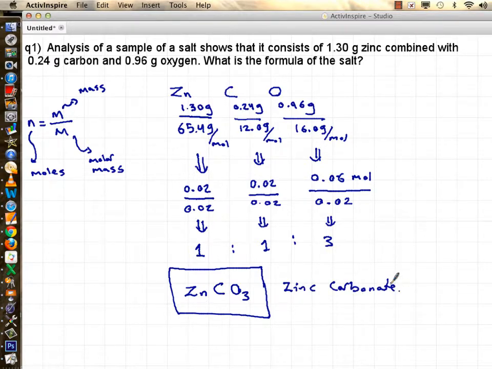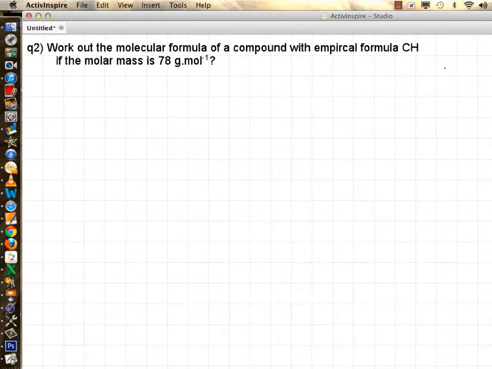Now let's look at another question as a final question for this tutorial. A typical question is: work out the molecular formula this time of a compound that has an empirical formula of carbon and hydrogen and a molar mass of 78 grams per mole. So we are looking for a ratio. I want to see how many times of carbon and hydrogen I have. So I'm looking for a ratio to multiply it with.